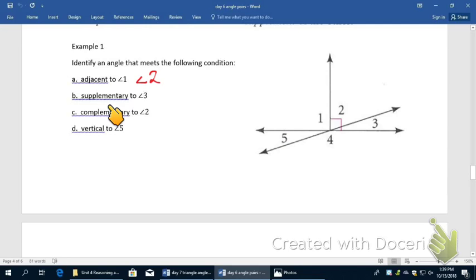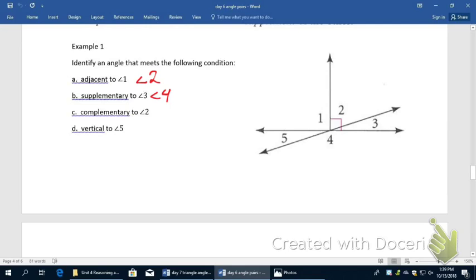Now for the part B, supplementary to angle 3. So when I see angle 3, I'm going to highlight it really quick. An angle that I could put with that to make it supplementary would be, for instance, angle 4, because they form a line when you put them together. So I'm going to answer with angle 4 for that one.